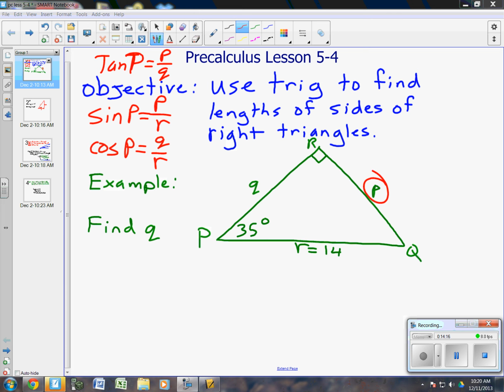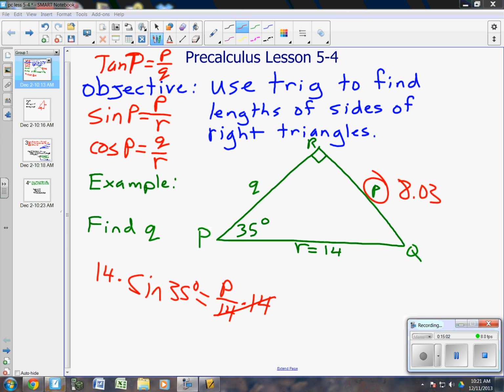If I use sine, my angle P is 35 degrees, is equal to P, that's the side opposite, over side R, which is hypotenuse. I know hypotenuse. Now I only have one unknown, and I can solve my equation. So I can get P by itself by multiplying both sides by 14. These cancel out, and so P is equal to 14 times the sine of 35. I plug that into my calculator. I've got my answer. What is it? It's P. 8.03 is P, right?